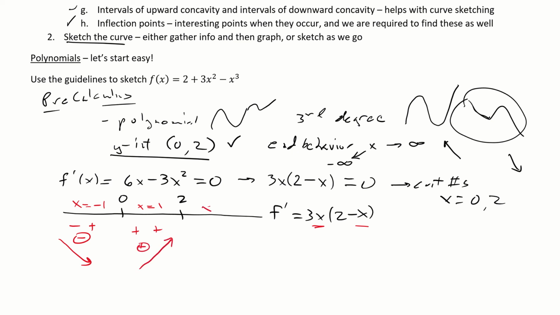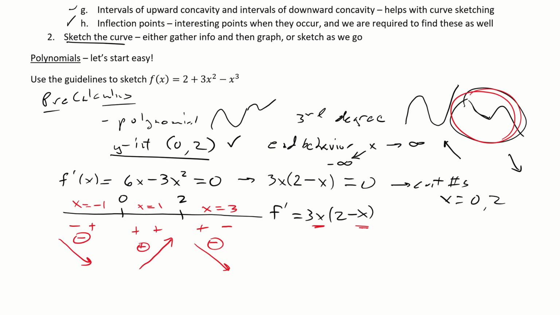One more region, how about x is equal to maybe 3? Well, in that case, it's positive again, but look at this. 2 minus 3 is negative, so the whole thing is negative, and it's decreasing, and it's more ammunition for that shape of a curve, isn't it?